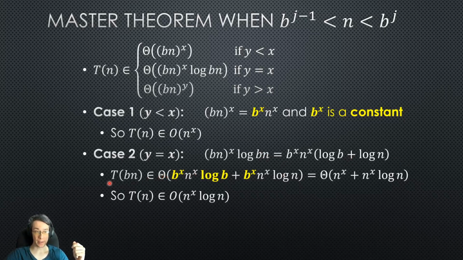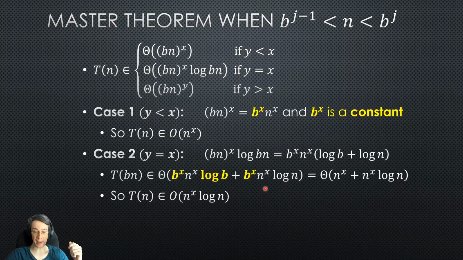So T of bn is in theta of b^x. Oh, sorry, this should be T of b^j. Actually, no, this is fine. Sorry, this is fine. T of bn is in theta of b^x n^x log b plus b^x n^x log n. So I just distributed this b^x n^x over the two log terms.